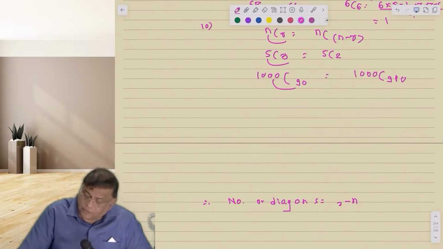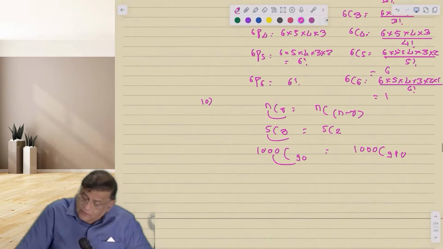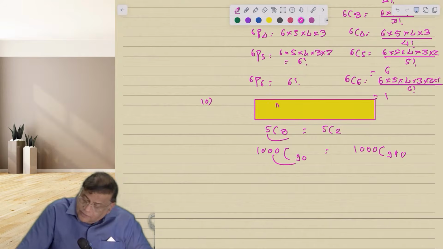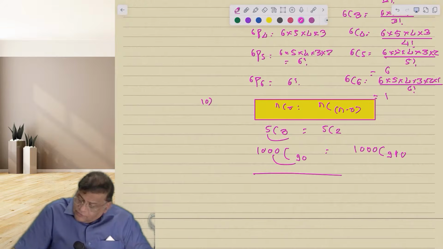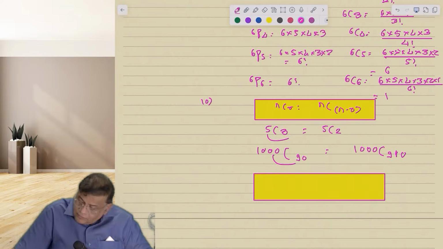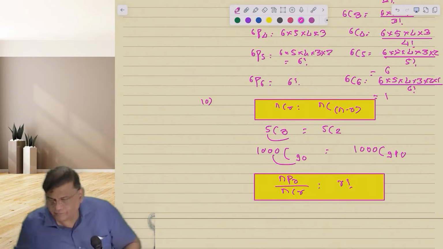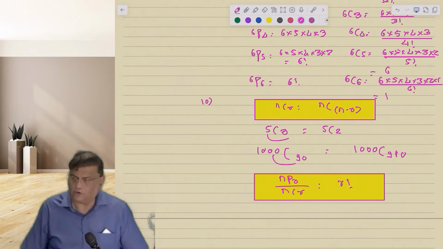So this is a very important result, and what is that result? NCR is NC(N minus R). And the one more result that we require is that NPR over NCR happens to be R factorial. Happens to be what? R factorial.